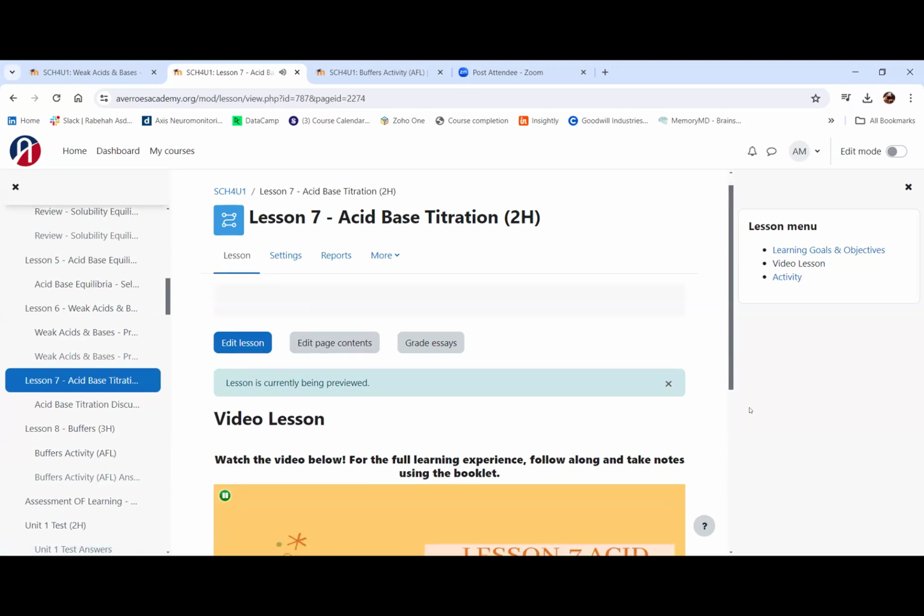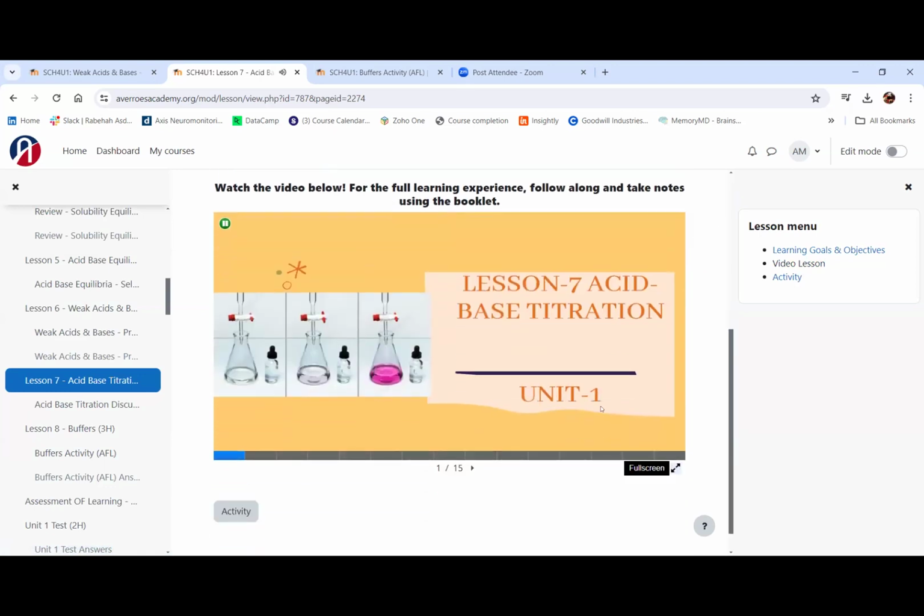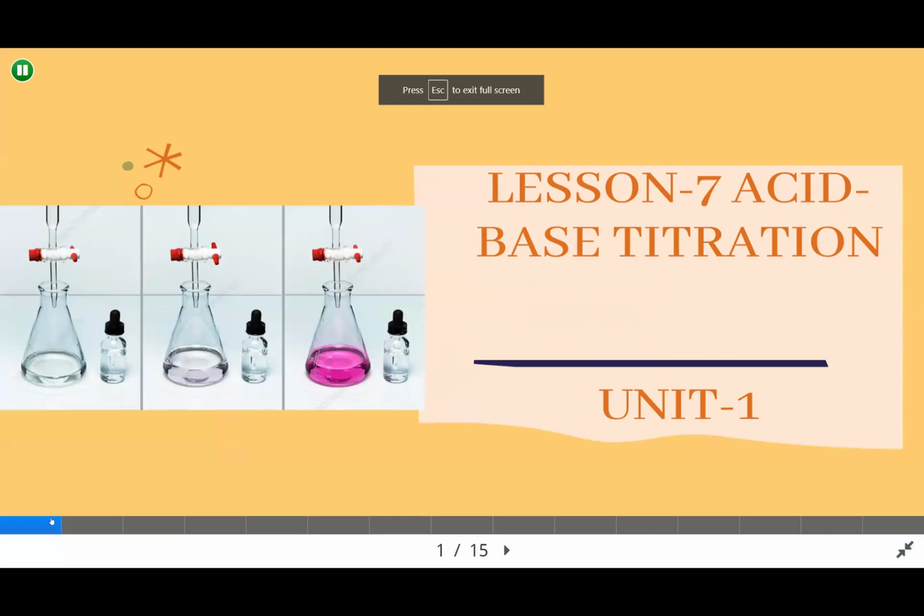Hello everyone, and welcome to Unit 1, Lesson 7. We're going to be talking about acid-base titrations today.